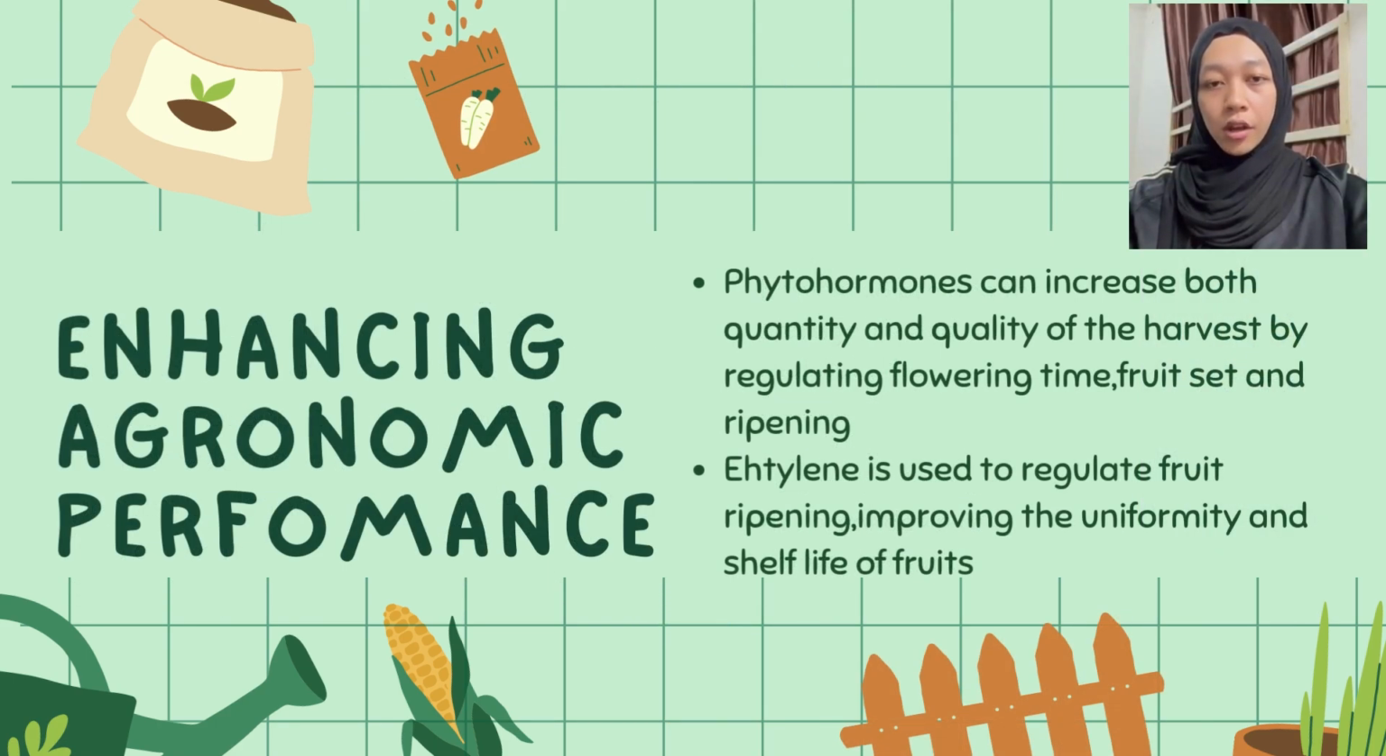Application of phytohormones to enhance agronomic performance. First, phytohormones can increase both quantity and quality of the harvest by regulating flowering time, fruit set, and ripening. Second, ethylene is used to regulate fruit ripening, improving the uniformity and shelf life of fruits.